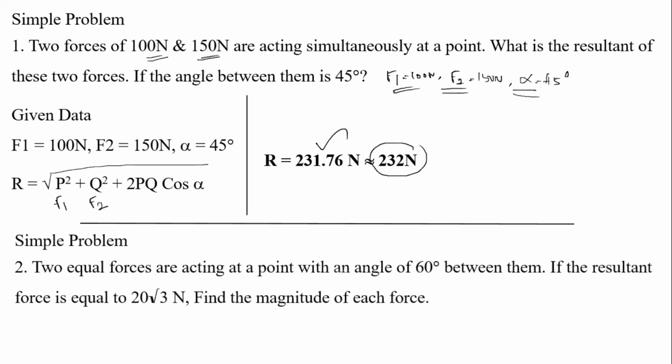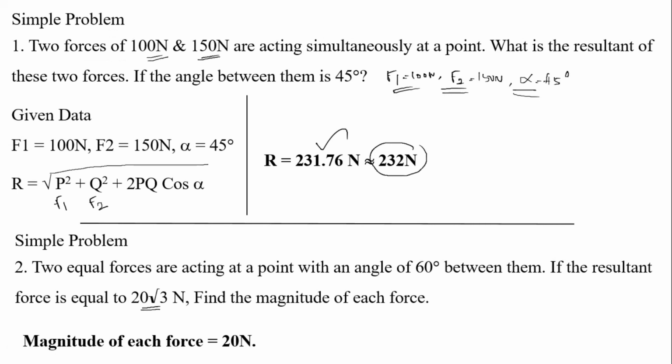Now let us discuss another problem. Two equal forces are acting at a point with an angle of 60 degrees between them. If the resultant force is equal to 20 root 3 Newton, find the magnitude of each force. So two equal forces are acting, right? So F1 is equal to F2. From this statement we understand that F1 is equal to F2, right?